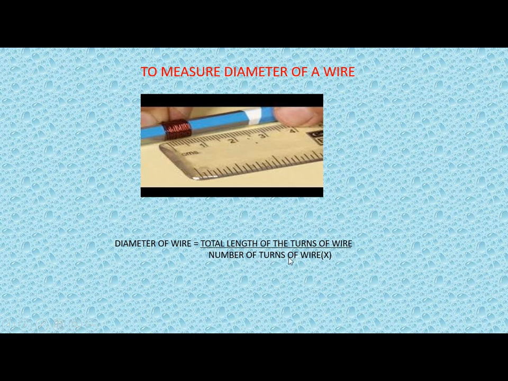And then the number of turns of wire, meaning how many times you have taken the turns. So suppose you have taken 100 turns, what will be the diameter of wire? That will be 8 millimeter divided by 100, so that will be around 0.08 millimeter. So this is how we can find out the diameter of a wire.